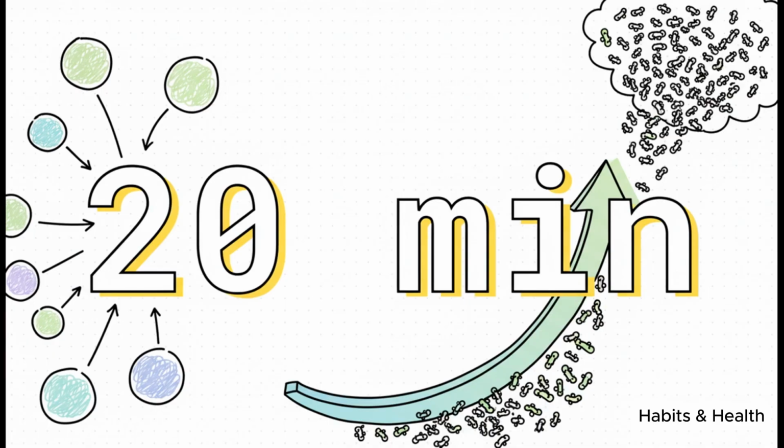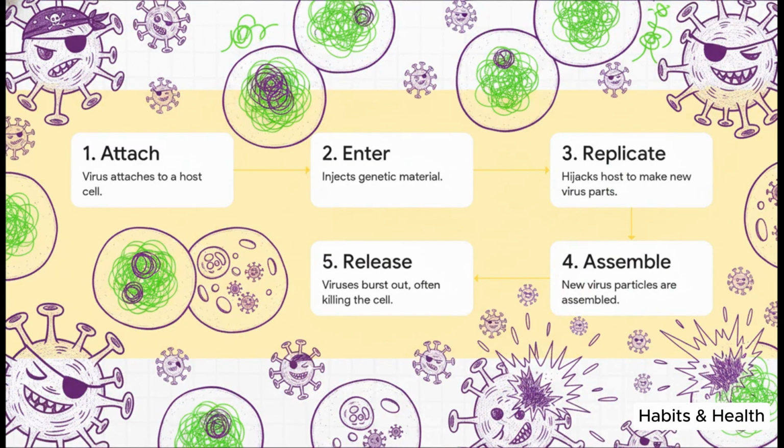In the right environment, some bacteria can double their numbers every 20 minutes. Think about that. 1 becomes 2, 2 become 4, and in just 10 hours, a single bacterium can explode into a colony of over 1 billion. It's exponential growth on a crazy scale. Viruses, on the other hand, well, their method is a lot more sinister. Remember, they can't reproduce on their own, so they become these tiny little pirates.